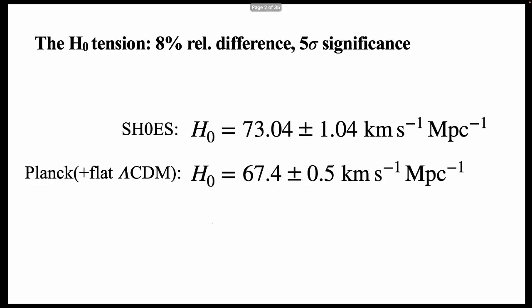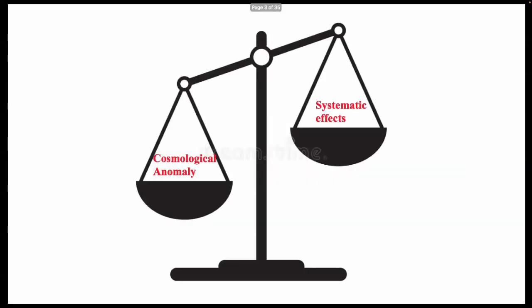So the motivation is the Hubble tension, which is the largest discrepancy in cosmology today: an 8% difference, with 5 sigma significance. This is a very cool summary of what we're talking about. I guess I'm not going to be very controversial if I say that the question of whether the Hubble constant tension is a matter of cosmological anomaly or systematic effect is still open.